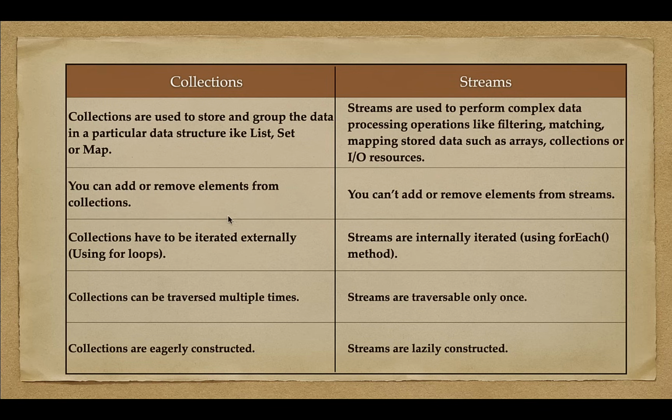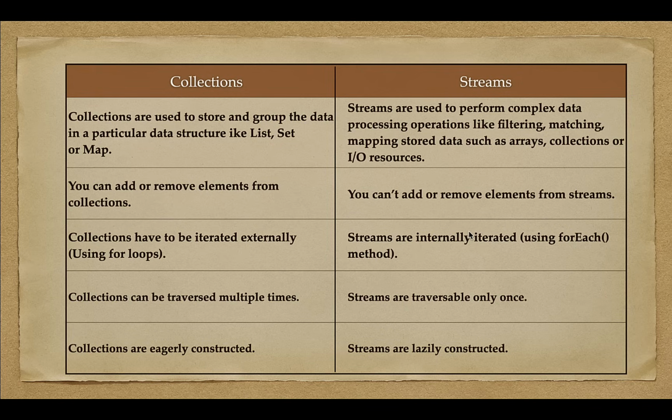Collections have to be iterated externally using for loops. On the other hand, streams are iterated internally using the forEach method. Well, as we know, we can iterate over collections like list, set, map using for loops, right? We can use a for loop or a for-each loop. On the other hand, on the stream, we can use the forEach method. I mean, we don't have to use a for loop to iterate over stream elements. Stream has its own iteration mechanism.